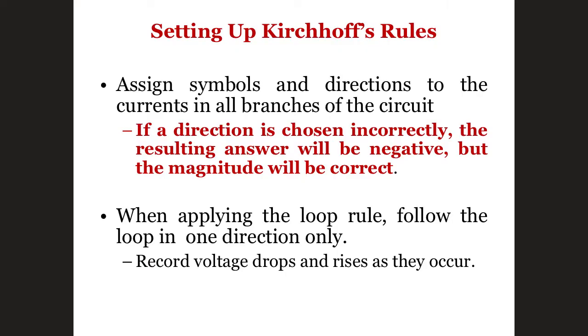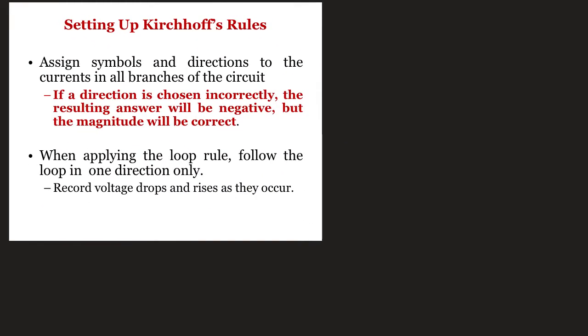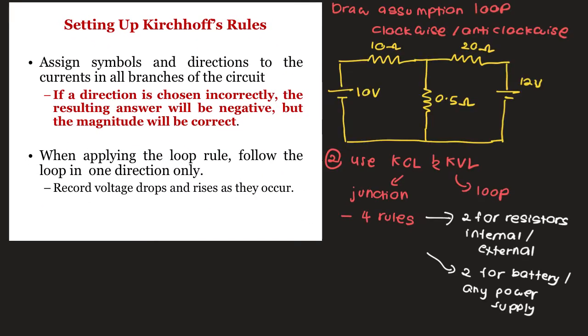So how do we start using Kirchhoff's rules? The first thing you need to do is draw the assumption loop. It can be clockwise or anti-clockwise. You can see from the circuit that you have one space here and one space here. So basically there are two spaces, which means you need to draw two assumption loops.